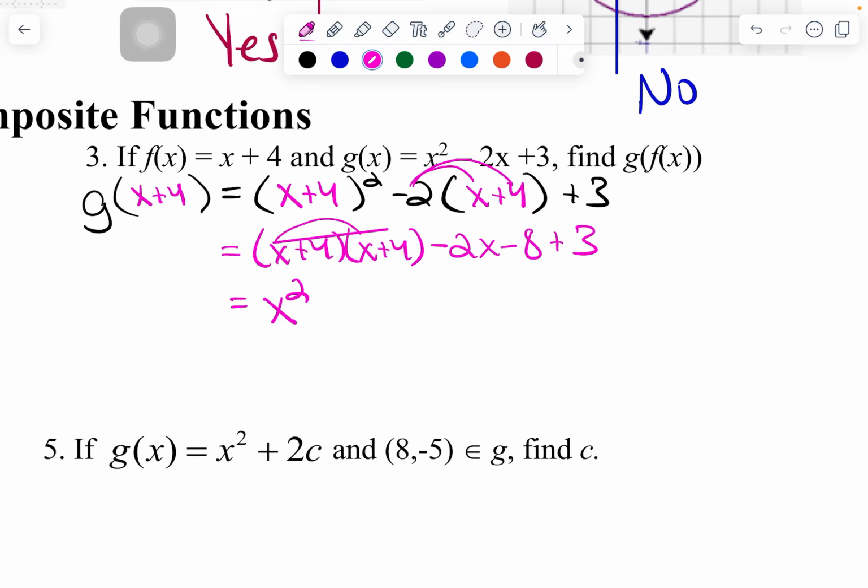So x times x, then x times 4 is going to be 4x. 4 times x, again, 4x.